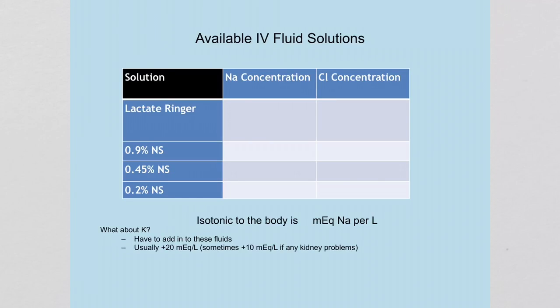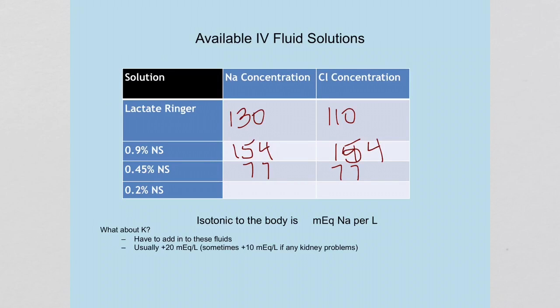So as far as what's actually in lactated ringers, the sodium concentration is about 130, and the chloride concentration is about 110. In normal saline, it's 154 of each. Oops, 154. So it's equal NaCl, so it's equivalent of each. And then 0.45, which you'll hear people call half normal saline, is just half of 154. So that's 77 and 77.